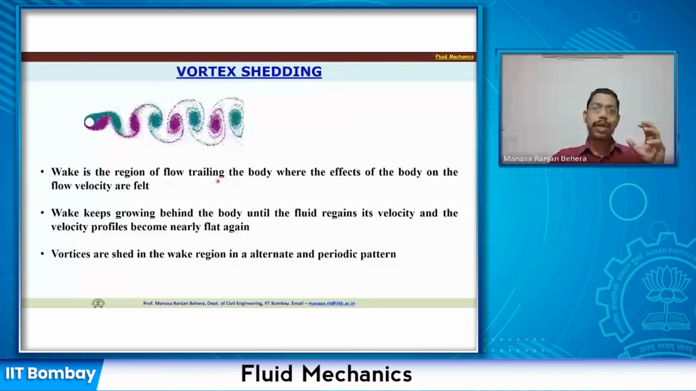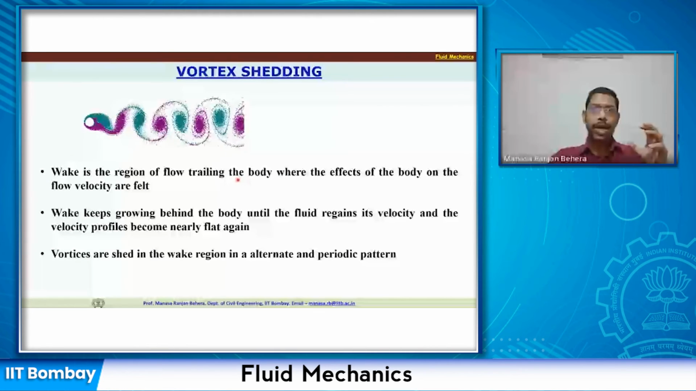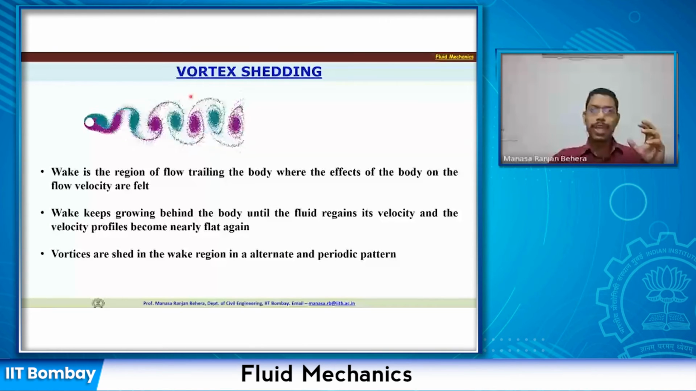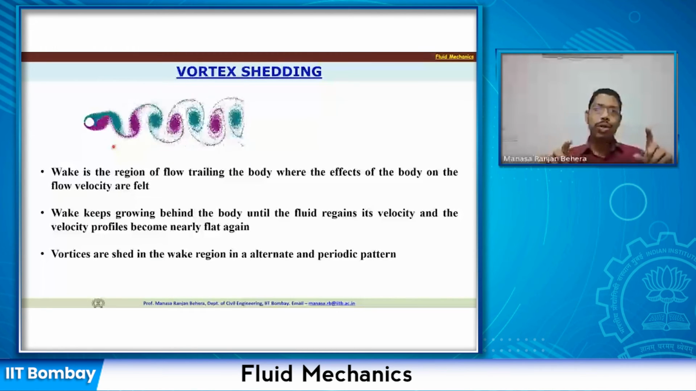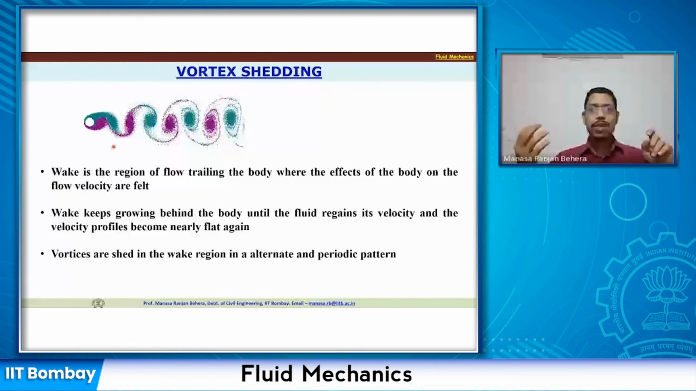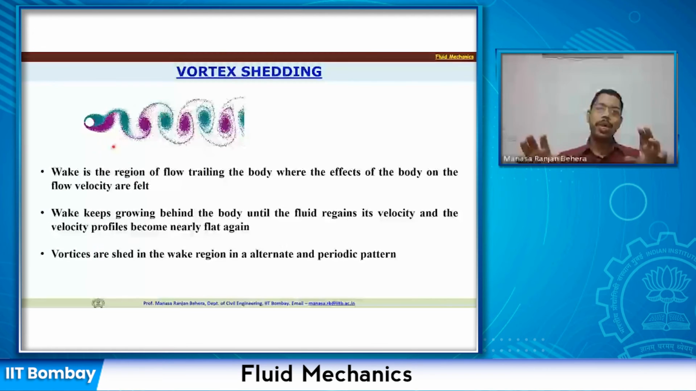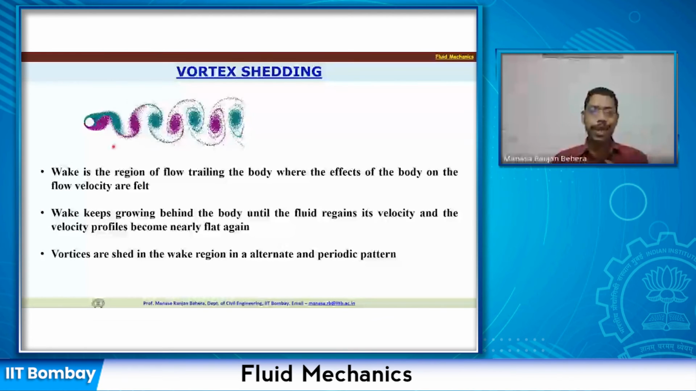So wake is the region of flowing trail, the trail of the body, where the effects of the body on the flow velocity are felt. This trail is going to be there for a certain distance, and again the streamlines are going to move like this and they will reattach at some point. So in that zone, the velocity is affected by the presence of the body. The wake keeps growing behind the body until the fluid regains its velocity and the velocity profile becomes nearly flat, or regains its original condition.